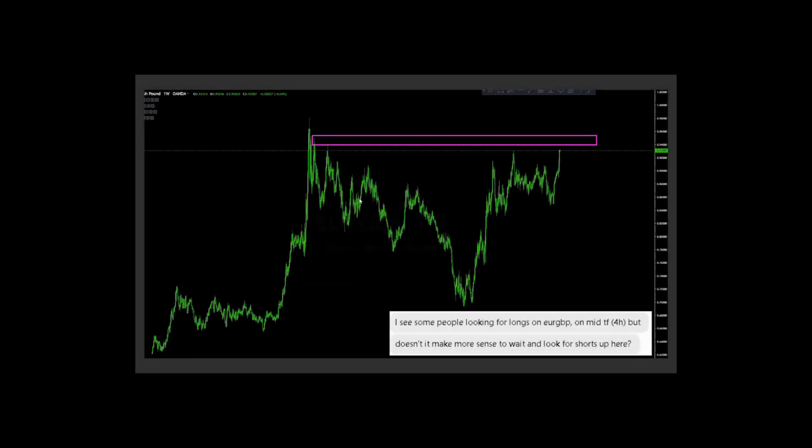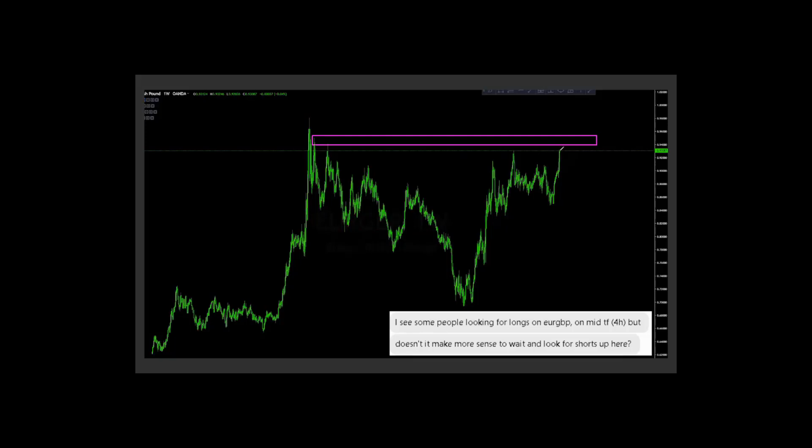Euro GBP weekly. I see some people looking for longs on Euro GBP on mid time frame, like 4 hour, but doesn't it make more sense to wait and look for shorts up here? And I agree with you here. If you look down on the 4 hour chart, the uptrend is quite clear, but there's a lot more value to be had in watching this weekly level and waiting for structure to start breaking down on the daily and then on the 4 hour, and to start looking for shorts when we're up in a weekly level like this.